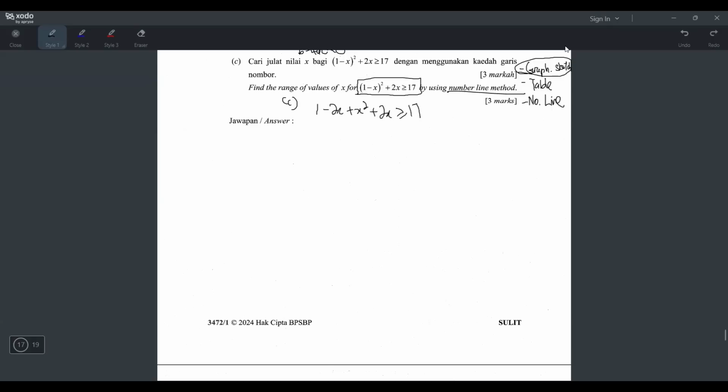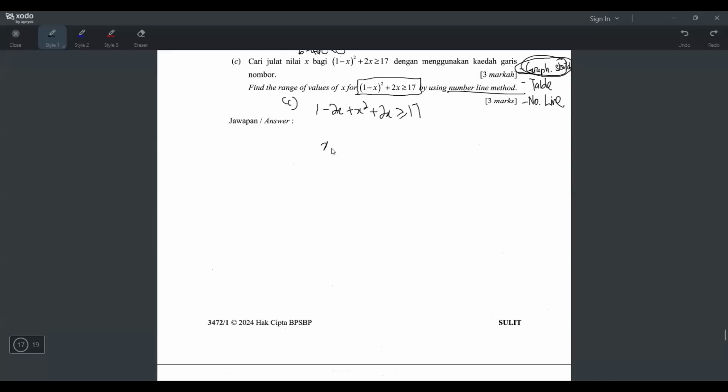Oh, I forgot to mention. Doesn't matter which method you use, you should always find your x first. Even if you use the graph sketching method or the table method, you will do the same working until you get your x answer. The first few steps are always the same. I haven't started the number line method yet. Now I just try to find x first.